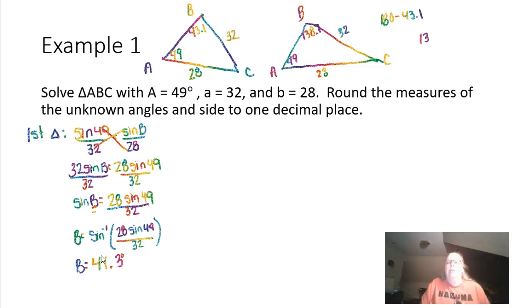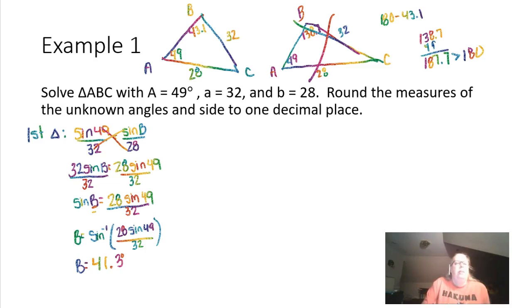Now, since 138.7 and 49 add together to give me 187.7, which is greater than 180 degrees, and triangles can only have 180 degrees in them, that means there is no second triangle.